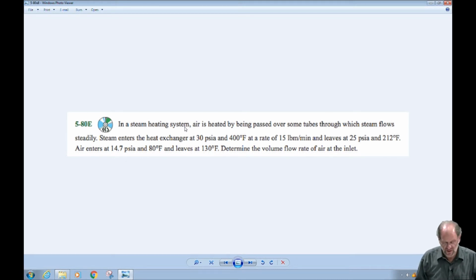So let's read this problem. It says in a steam heating system, air is heated by being passed over some tubes through which steam flows steadily. Steam enters at 30 psia, 400 Fahrenheit, at a rate of 15 pounds per minute, and leaves at 25 psia, 212 degrees Fahrenheit. And then it says air enters at 14.7 psia, 80 degrees Fahrenheit, and leaves at 130 degrees Fahrenheit. So we want to find the volumetric flow rate of the air at the inlet.